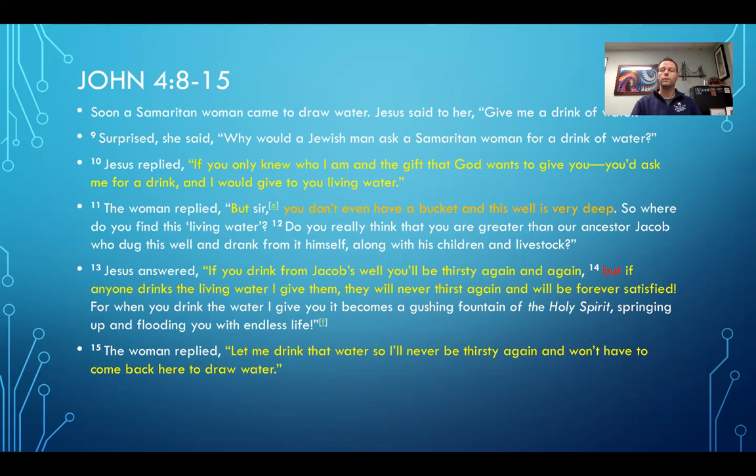Do you really think that you are greater than our ancestor Jacob, who dug this well and drank from it himself, along with his children and livestock?" Jesus replied, "If you drink from Jacob's well, you'll be thirsty again and again. But, a logic word, if anyone drinks the living water I give them, they will never thirst again and will be forever satisfied. For when you drink the water I give you, it becomes a fountain of the Holy Spirit, springing up and flooding you with eternal life." The woman replied, "Let me drink that water, so I'll never be thirsty again and won't have to come back here to draw water."